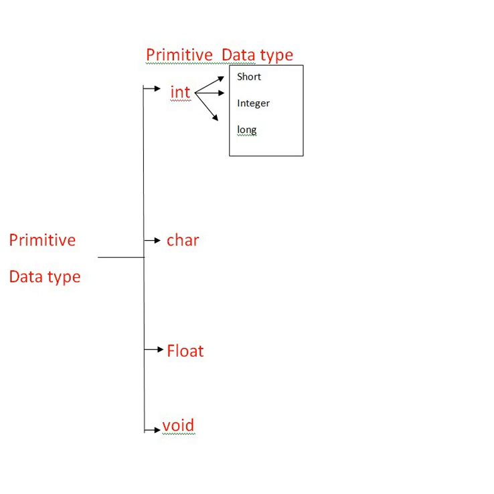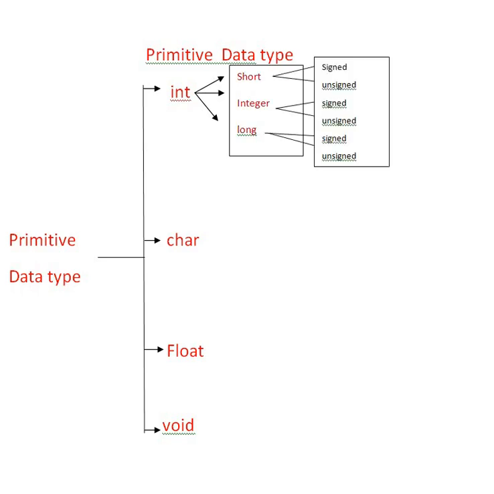And again, the short integer is divided into two types, the integer is divided into two types, and the long integer data type is divided into two types. Let's see. Short is divided into signed and second, unsigned. Integer is divided into signed and second, unsigned. Long is divided into two, first signed, second unsigned. Now let's see first of all what is integer.